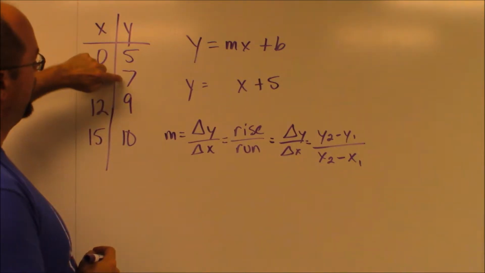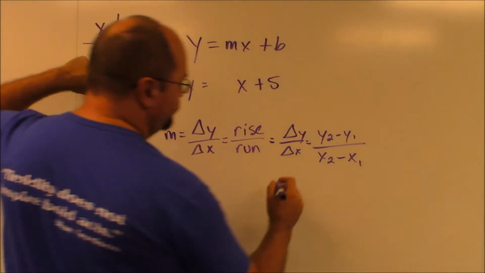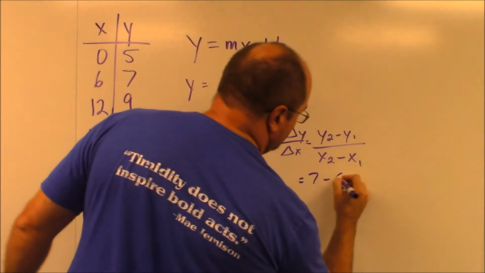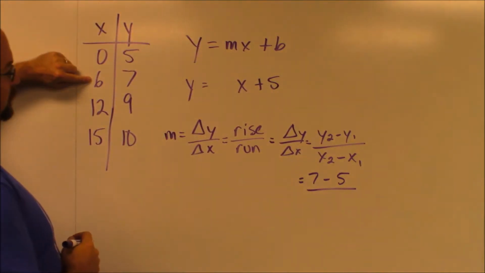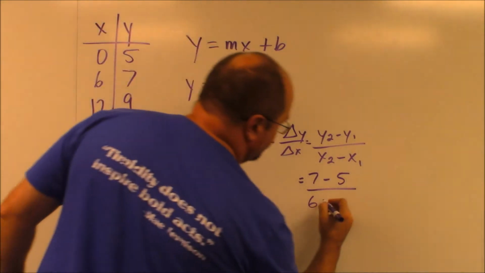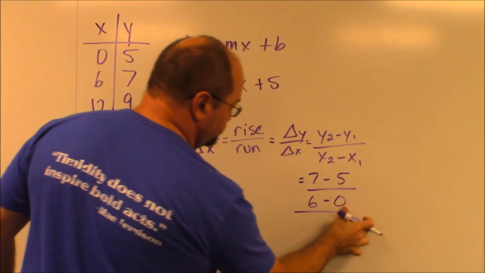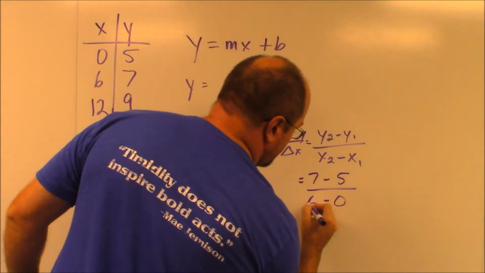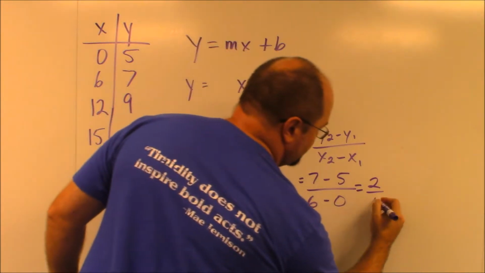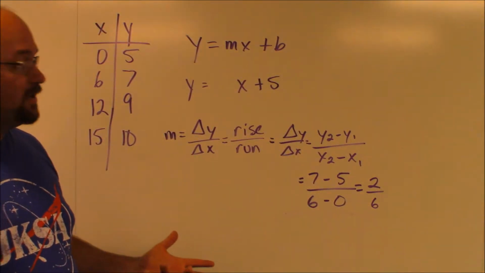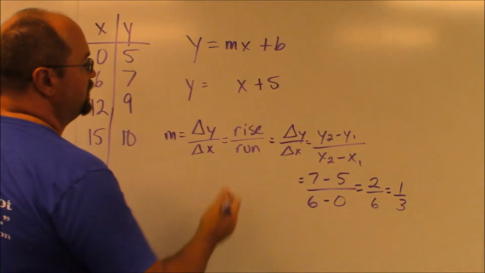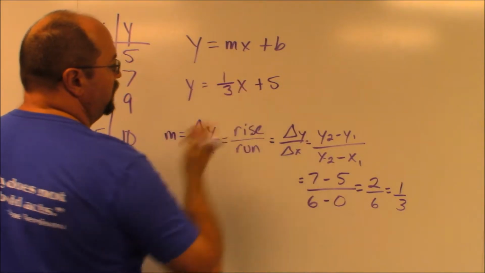So in this case, our y2 is going to be 7. Our y1 is 5. Our x2 is 6. And our x1 is 0. And so we're left with 7 minus 5, which gives us 2, over 6 minus 0, which gives us 6. So 2/6, and then we're obviously going to simplify that into 1/3. So my slope is 1/3.